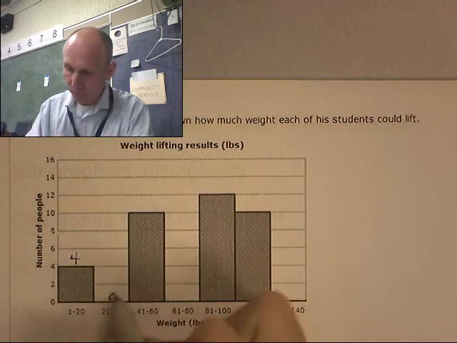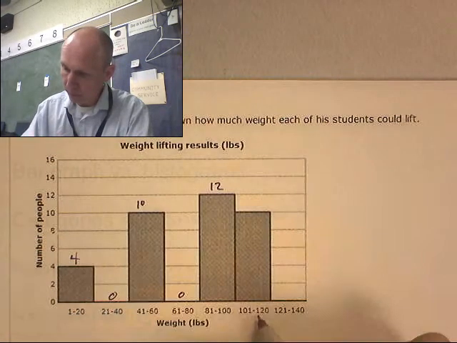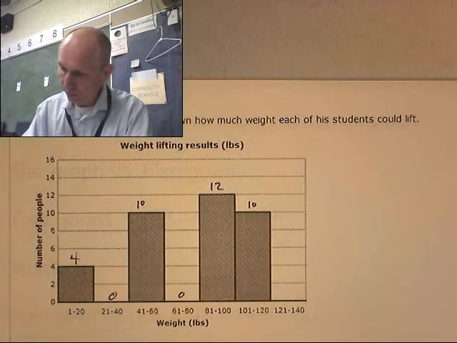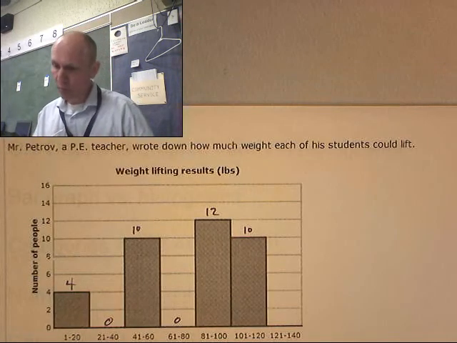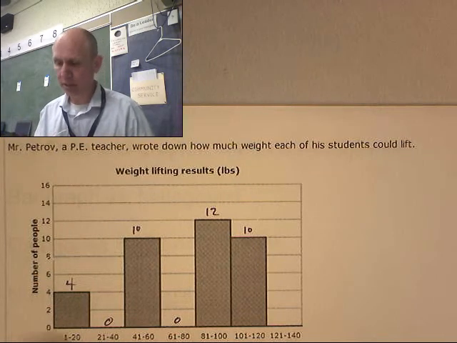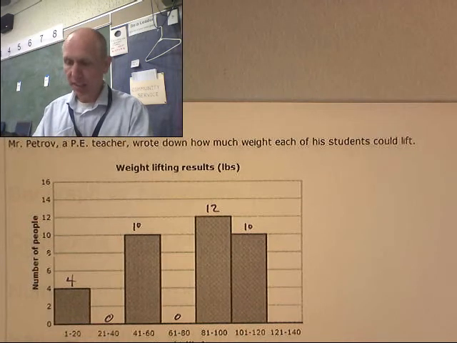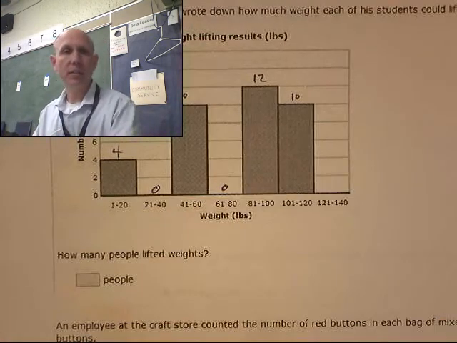Let's see. 4, 0, 10, 0, 12, 10. We're looking at Mr. Petrov, a PE teacher, who wrote down how much weight each of his students could lift. So we have 4 kids that can lift between 1 to 20 pounds, no kids that could lift between 21 and 40, 4 could lift 41 to 60 pounds. This is the histogram.